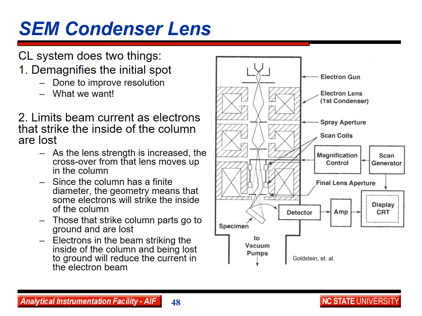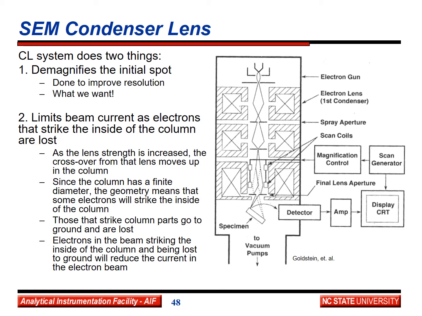The condenser lens system does two things. It demagnifies the initial spot, and this is done to improve resolution, and it's really what we want. The second thing that happens is it's going to limit the beam current, as electrons that strike the inside of the column are lost.